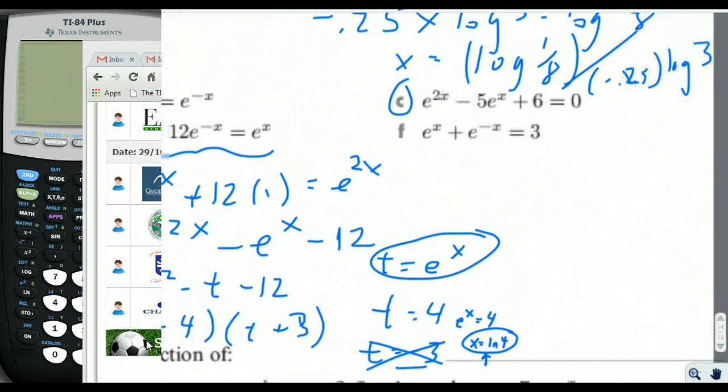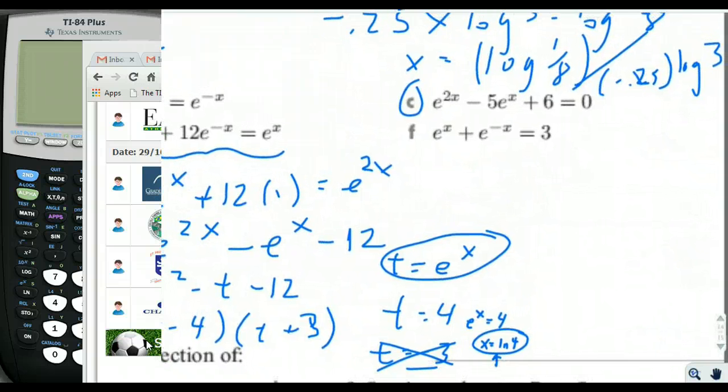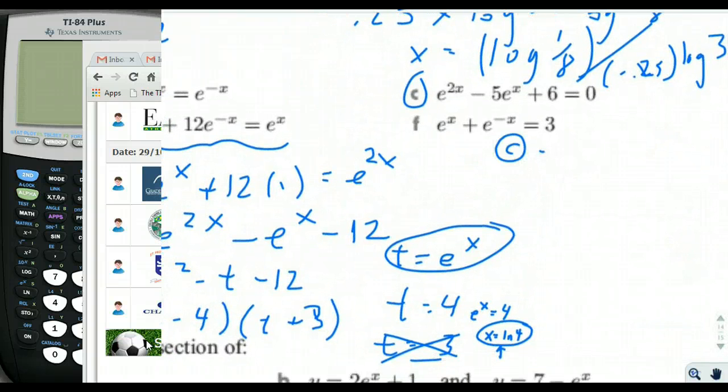Okay, now we're going to be doing the last one here, which is C. e to the 2x minus 5e to the x plus 6 equals 0.